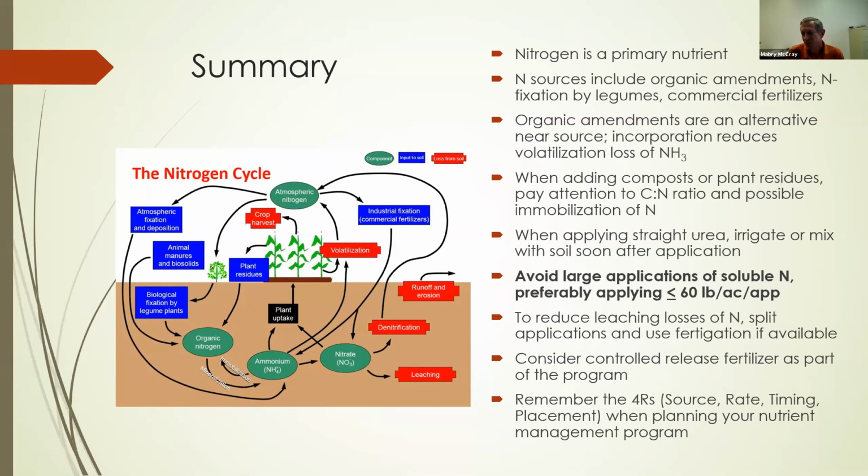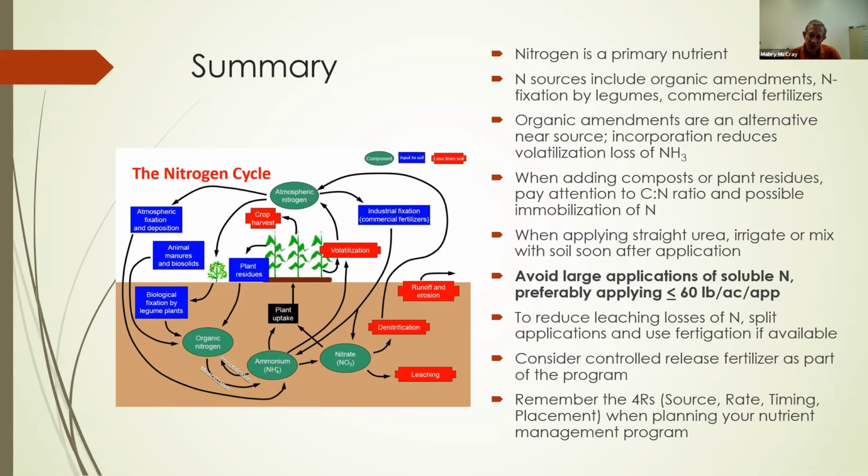When adding compost or plant residues, pay attention to the carbon-nitrogen ratio and possible immobilization of nitrogen during that period, and you might need to apply some extra nitrogen if you have a high C/N ratio. When you're applying straight urea, irrigate or mix with soil soon after application if possible. And I'll put this in bold because I think this is really important in terms of BMPs: avoid large applications of soluble nitrogen, preferably applying less than or equal to 60 pounds per acre per application. That's where you think about your split applications and timing of when the crop needs it.